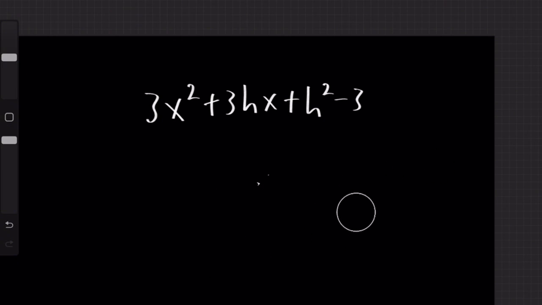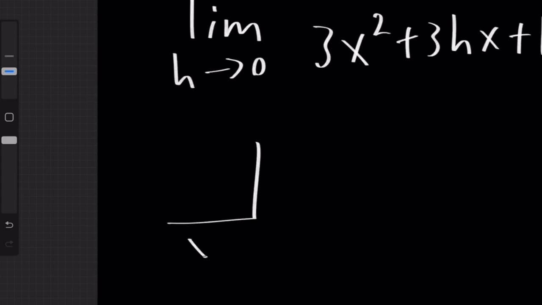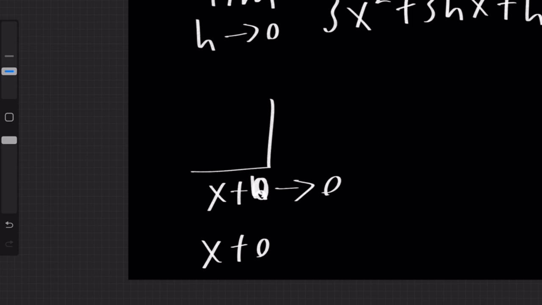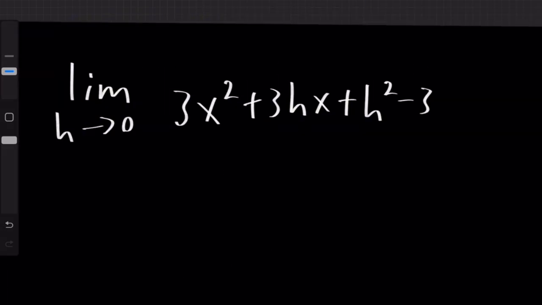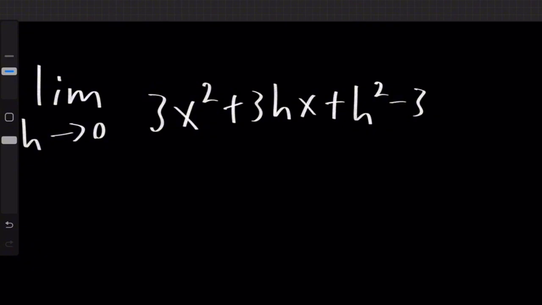Let's remember that in order to find the derivative, h needs to approach 0. That change in x needs to approach 0. So it's basically x plus 0. So the change in x would be 0. And if that h approaches 0, this would be 0, and this would be 0. We get 3x squared minus 3.